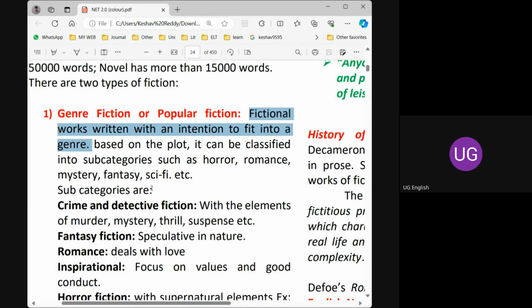So he's already decided. For example, if the author has... screen is not appearing, is it same for everyone?